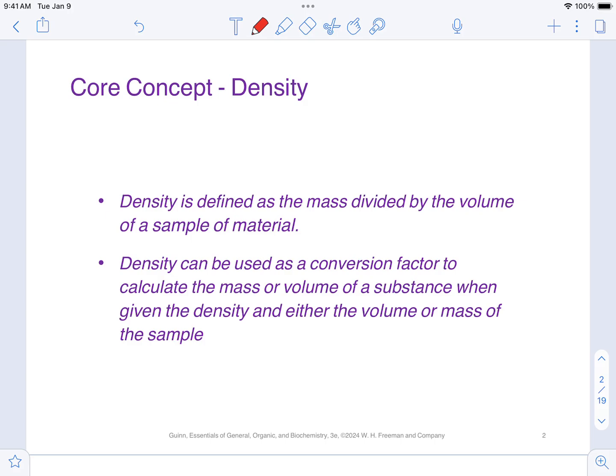This video is on density. Density is defined as the mass divided by the volume of a sample of material. Capital D equals lowercase m over capital V. So your unit for density will be a mass unit divided by a volume unit.